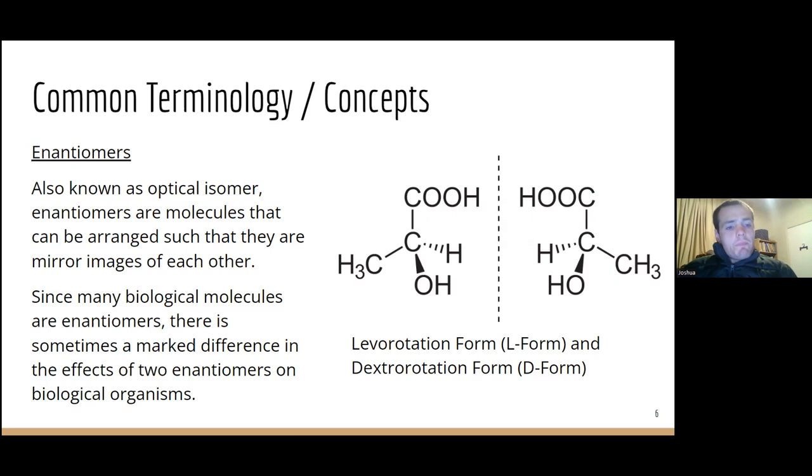Many biological molecules are enantiomers. There is sometimes a marked difference between the effects of the two enantiomers in biological organisms. So the structure has a very different result if they are switched for some reason, or if the wrong one is made. Here you can see the way they are called is L form and D form, depending on which way they are arranged. And I think they can tell based on what they do to polarize light. I think it reflects light in different ways, which is interesting.